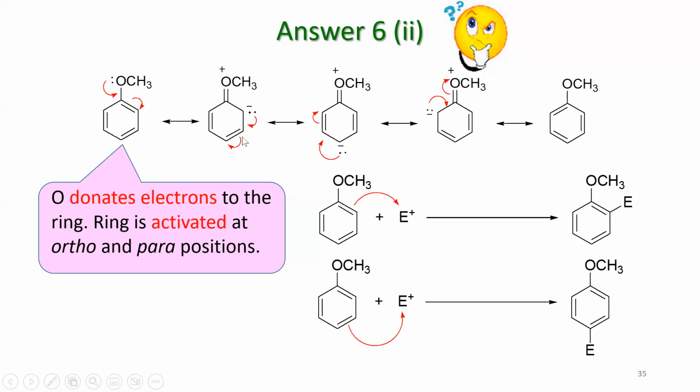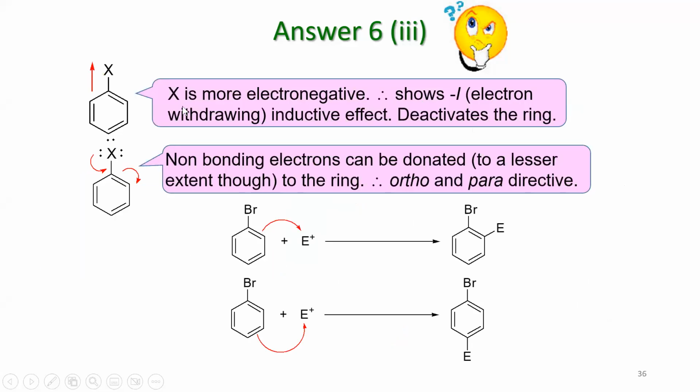Right? You can see similar examples are there in the book. I'm just showing you what is happening, whether it is activating or deactivating, and you write all the resonance structures and see how the ring is getting activated, and the positions which are going to get more activated, right? And this one, here you have to consider two factors.